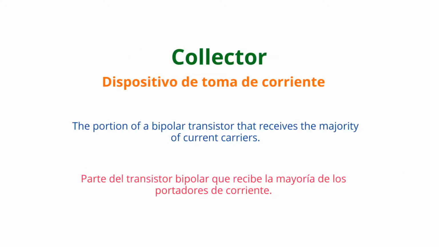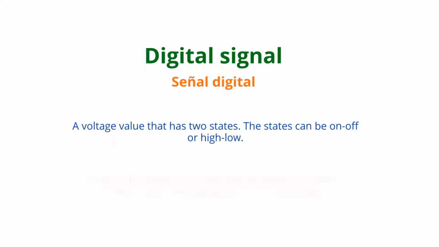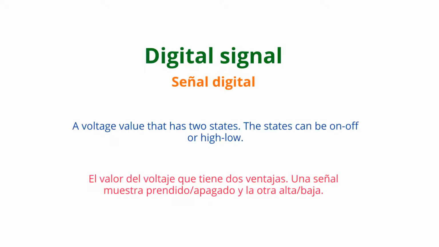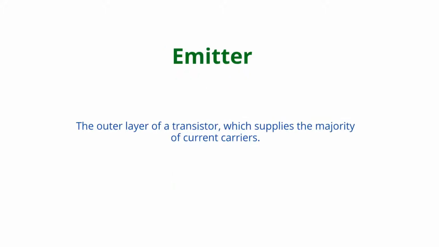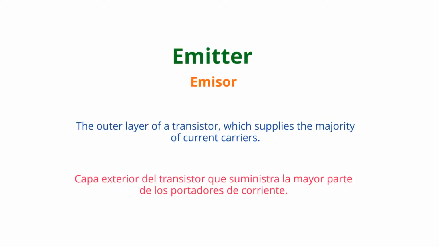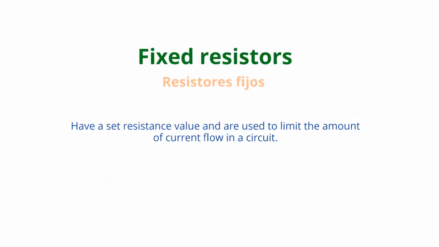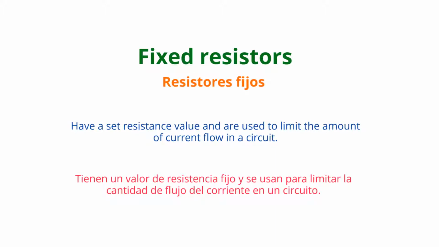Collector. The portion of a bipolar transistor that receives the majority of current carriers. Digital signal. A voltage value that has two states. The states can be on-off or high-low. Dielectric. An insulator material. Emitter. The outer layer of a transistor which supplies the majority of current carriers. Fixed resistors. Fixed resistors have a set resistance value and are used to limit the amount of current flow in a circuit.